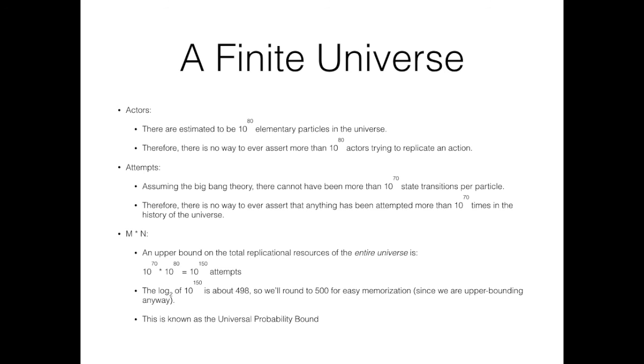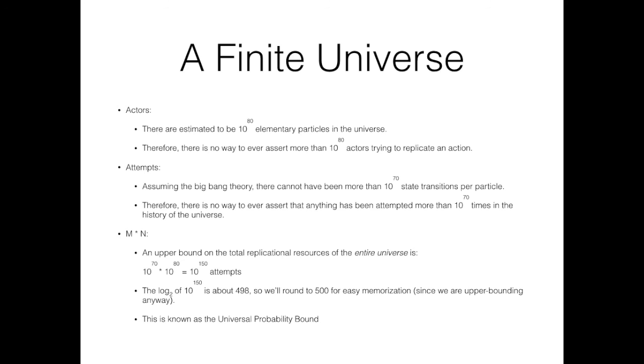Now, remember we said our universe was finite, okay? Well, there's an estimated 10 to the 80th elementary particles in the universe. Those are particles that cannot be split. So those are what we're going to consider our actors, because if there's only 10 to the 80 particles, you can't possibly have more than 10 to the 80 actors trying to do something. And then for attempts, the Big Bang timeline says that there can't have been more than 10 to the 70 state transitions per particle, and I think that's based on Planck time. Therefore, there is no way to ever assert that anything has been attempted more than 10 to the 70th times in the history of the universe.